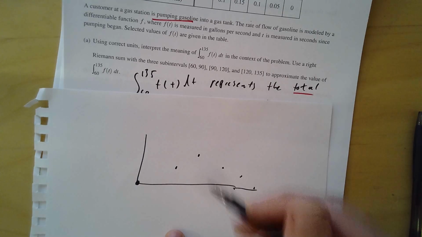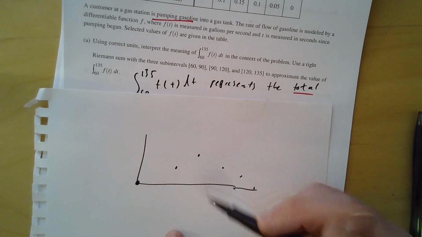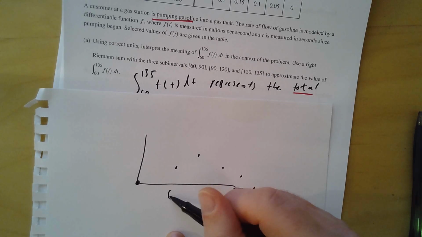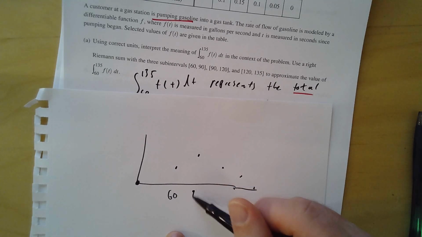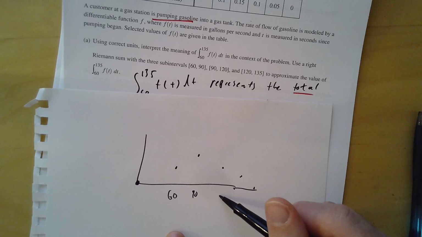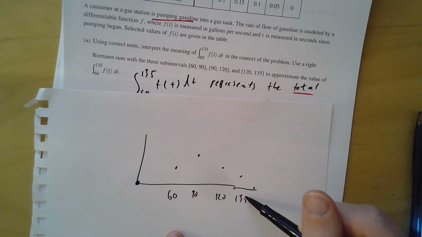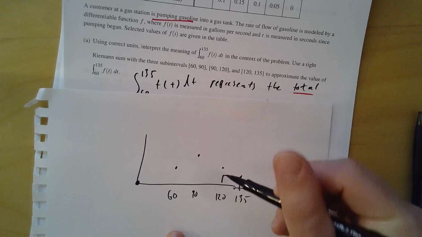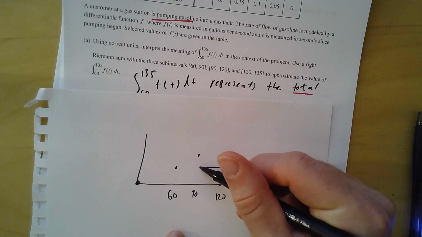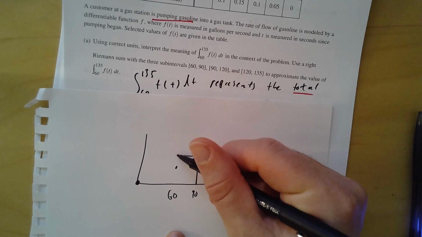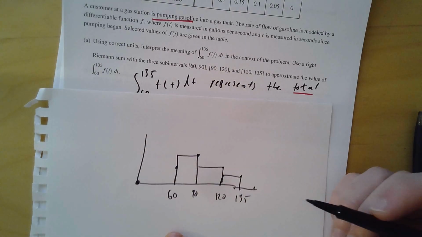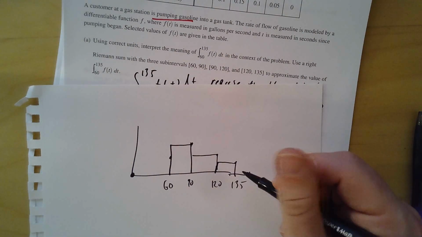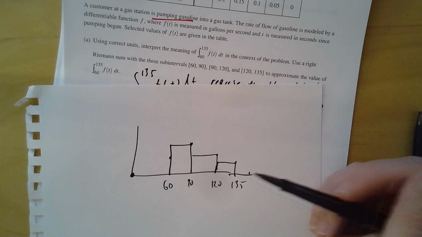So if it's a right-hand Riemann sum, you take the right-hand values. Remember, we're going from 60 to 90, then 120, then 135. We're just going to take the right-hand values and multiply them by their widths. So you get something that looks like that. You're taking the heights and multiplying by their widths. Okay, that's how you do a Riemann sum.